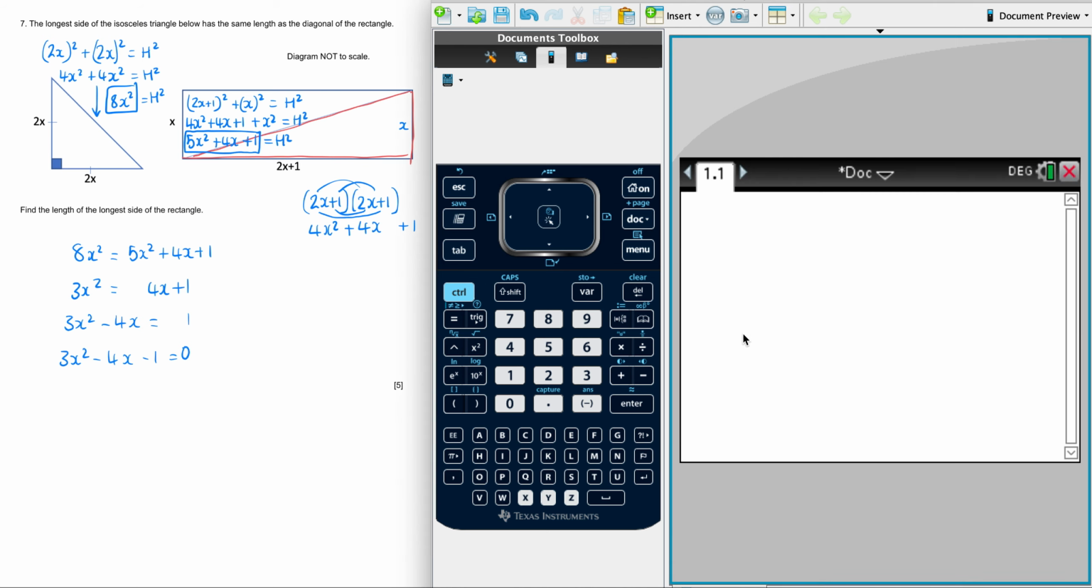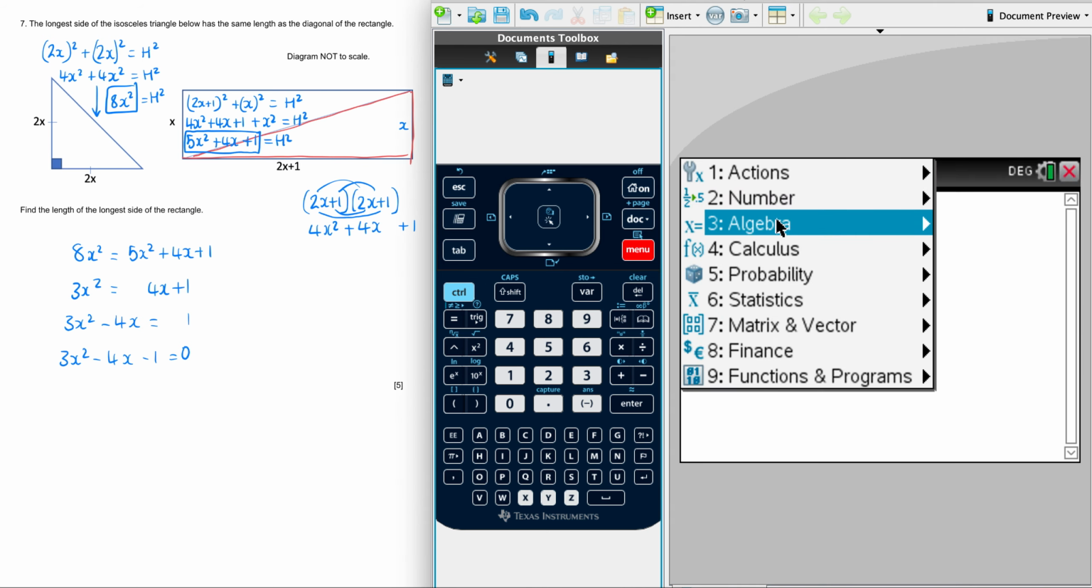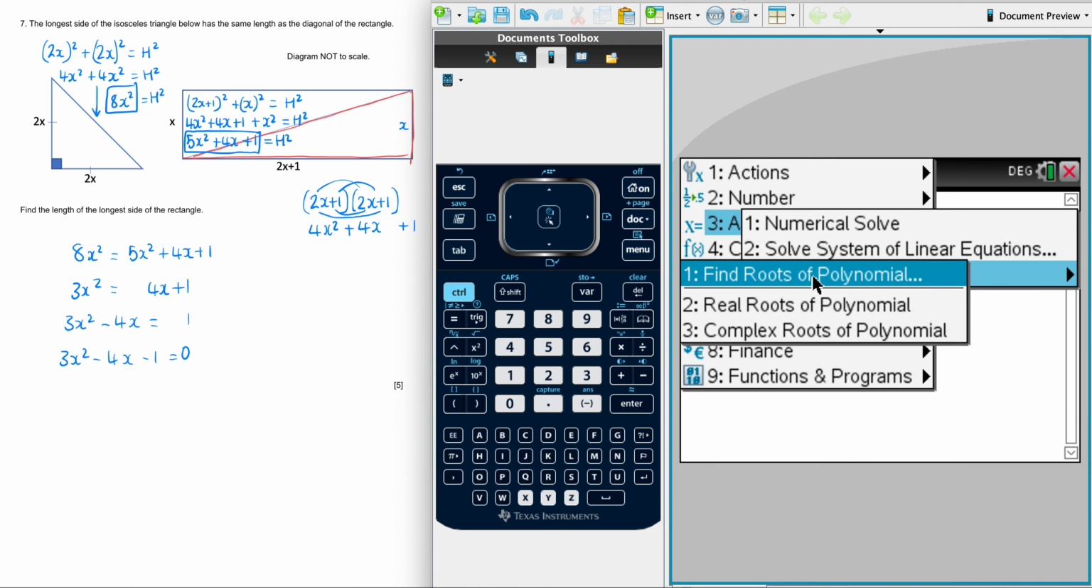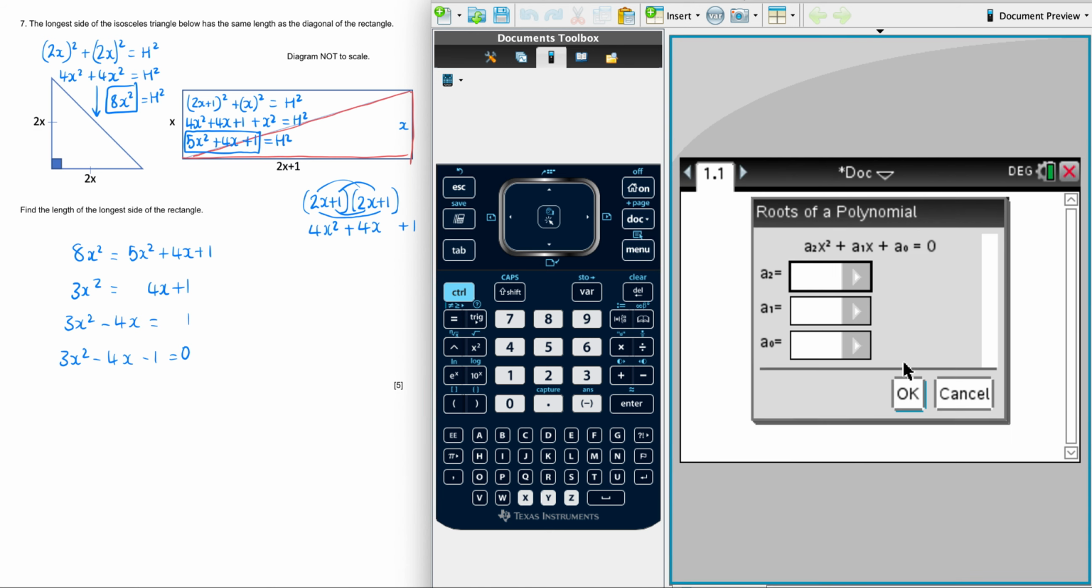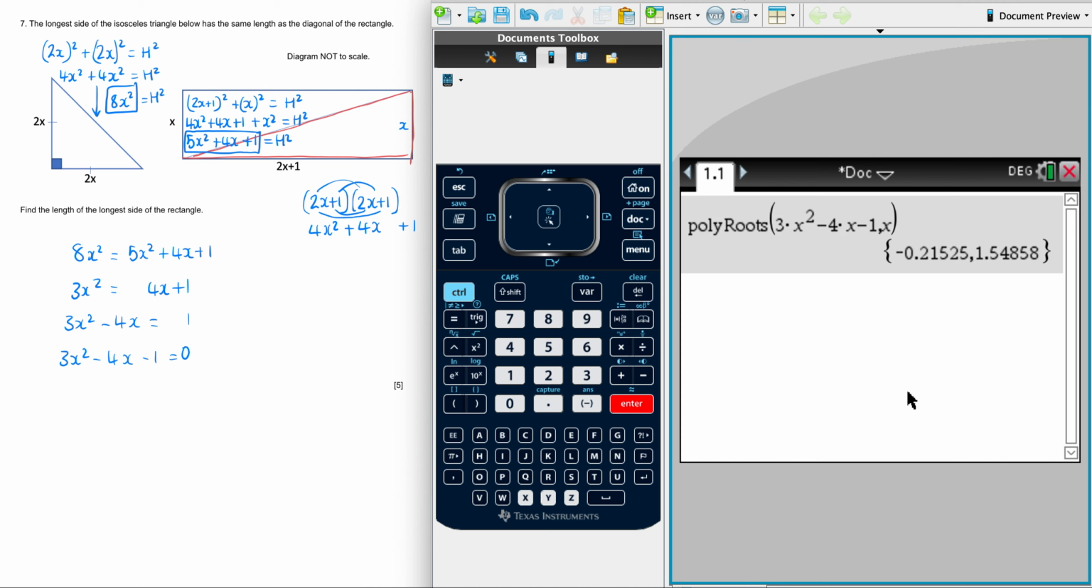Again, just using my GDC, I can use the algebra and polynomial tools. It's a quadratic term, and I've got 3x squared minus 4x minus 1, and that gives me two solutions. Either x is equal to minus 0.215 or x is equal to 1.549. Okay, so I've got those two solutions.